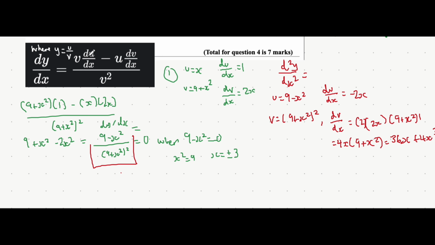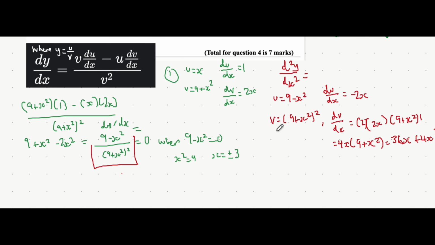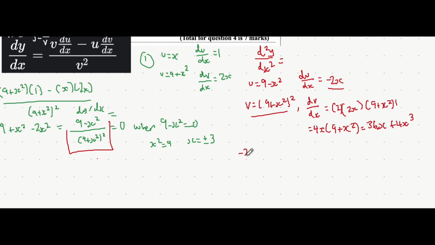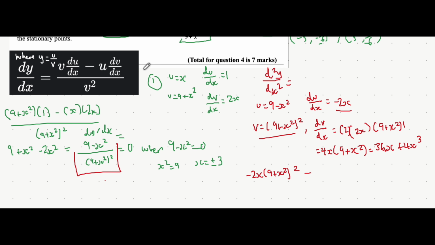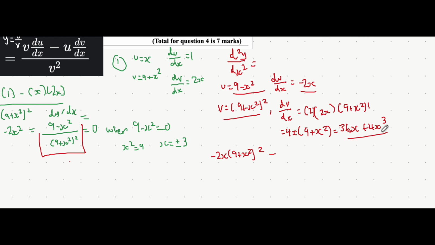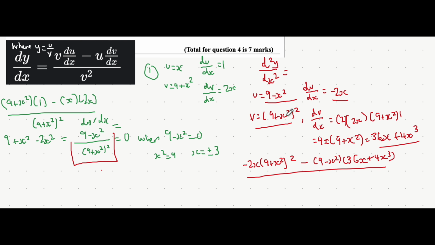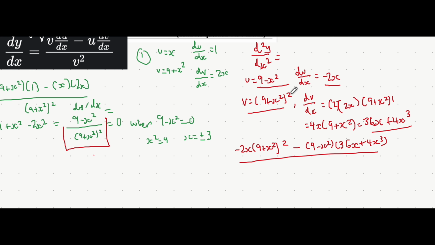We have v du dx, which is all of this times all of this, minus 2x and 9 plus x squared, all squared. Take away u dv dx, which is this multiplied by this. So you don't need to expand any of this out because we're just using it for substitution later on, which I'll show you how to do. All divided by v squared, which is just this all squared. But when you square a power of 2, it becomes a power of 4, so it just becomes 9 plus x squared all to the power of 4.